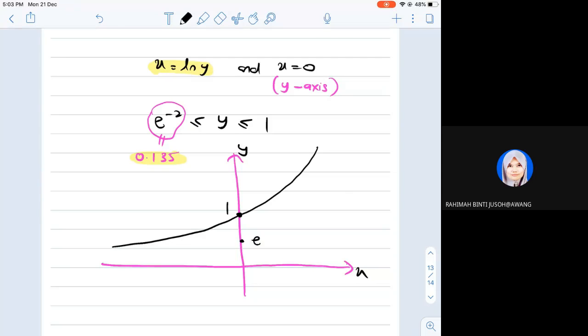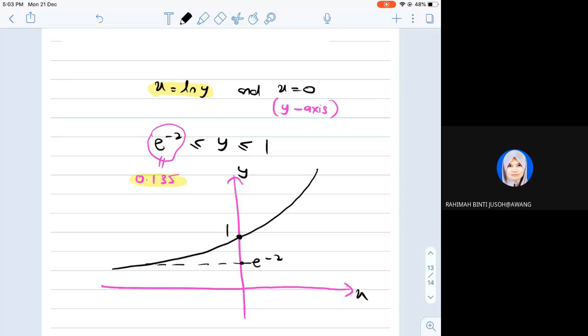Exponent -2. Where is the region? Where do we shape the region, guys? We have the y-axis, x equals 0, isn't it? So we have this line. We have this line, y equals 0, and the left line is x equals square root y. Okay, and the limit of y is from exponent negative 2 until 1. So we have this region.